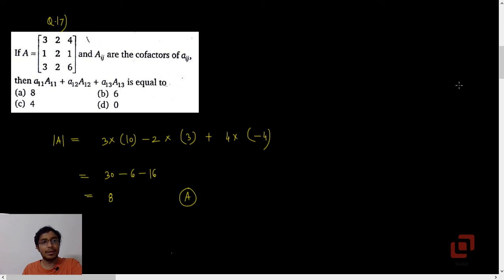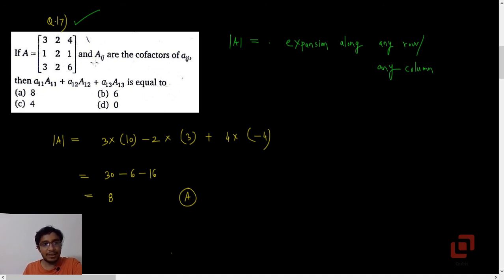Next, question 17, a very simple MCQ. If you remember in the chapter on determinants, you had the expansion of the determinant along any row or any column. You take any row, you take the elements and you multiply them by their cofactors and add them. That is how you get the determinant of A. And this is exactly based on that.